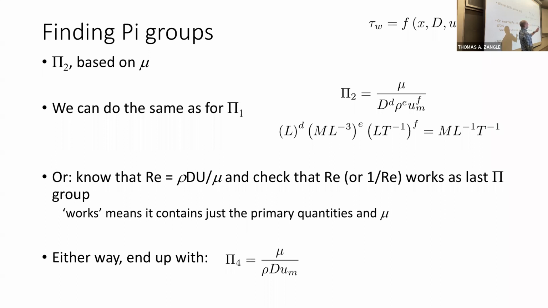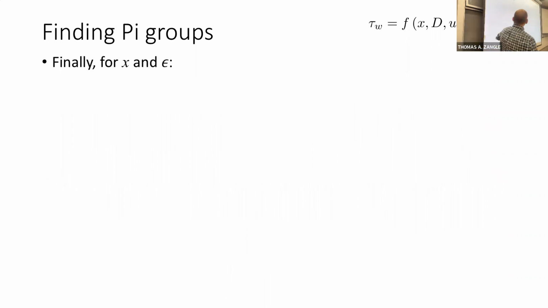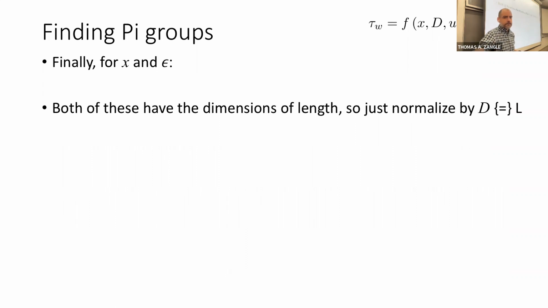Okay, so we have two variables left. We have x and we have epsilon, right? Which are going to be our pi 3 and 4, and probably going to be numbered incorrectly on the next slide. Sorry about that. So we have x and epsilon. Both of these have dimensions of length, right? X is just the dimension down the pipe, and epsilon is the roughness.